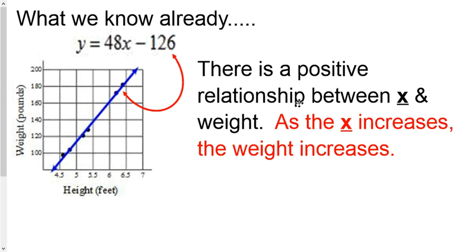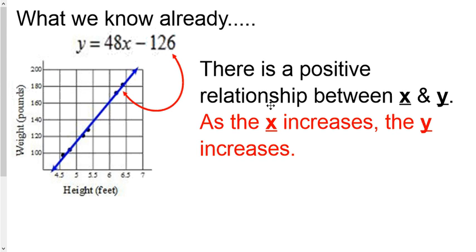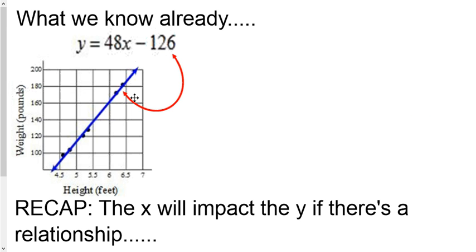And we could take the height and weight from these two sentences and replace them with x's and y's. There's a positive relationship between x and y. As the x increases, the y increases. And that's what happens with positive relationships. So the main idea I want you to remember is that this x value is going to impact the y. Okay, something's going to happen. This x impacts the y. It's going to change the y somehow.